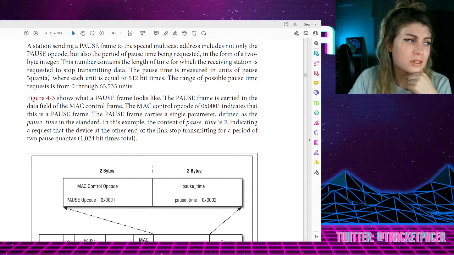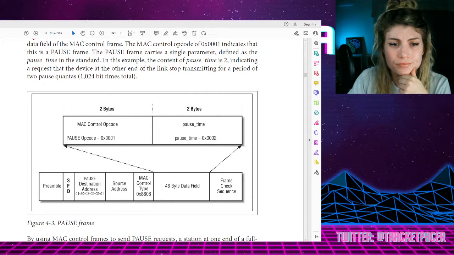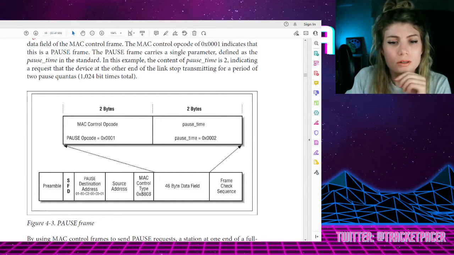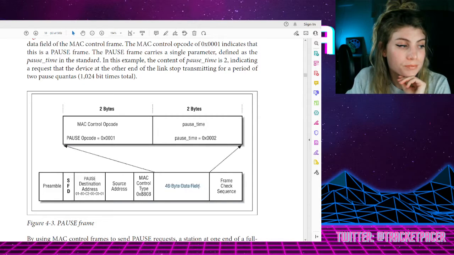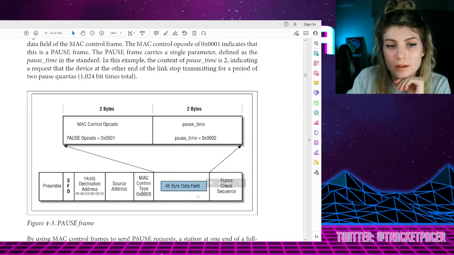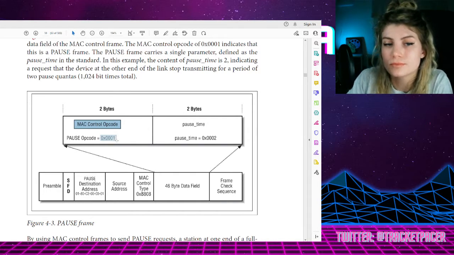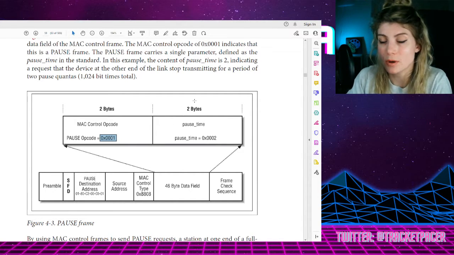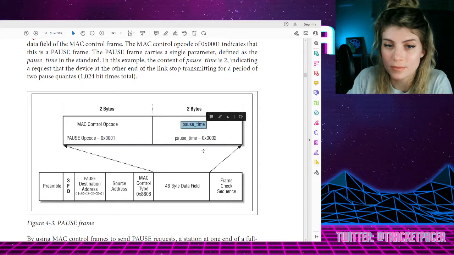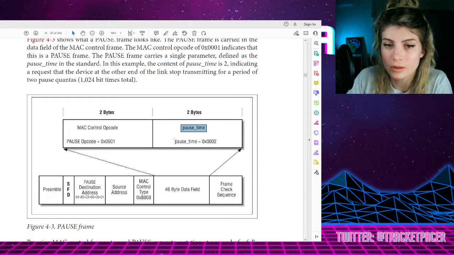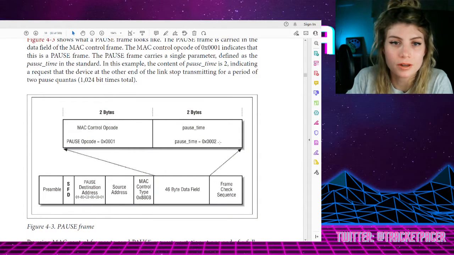Okay. So here we have a diagram of a pause frame. Cool. So we have our data field as we normally do in any frame. First 2 bytes are our control opcode. So if we're sending a pause frame, it's going to be hex 1. And then the next 2 bytes, if it is a pause frame, are dedicated to the pause time. So here we have a pause time of 2 in hex. And that's it.